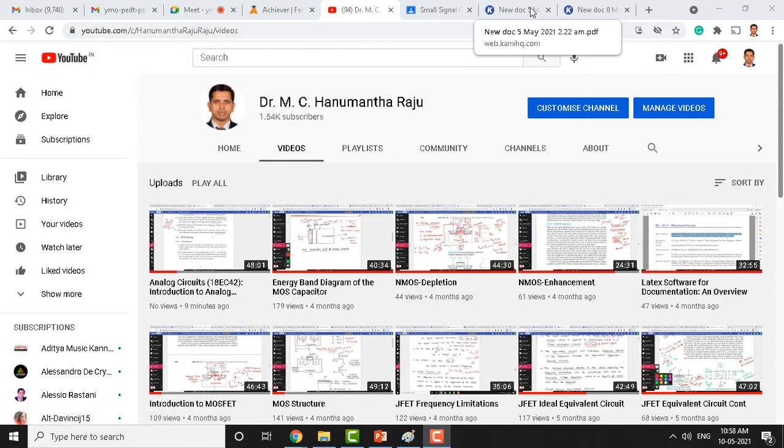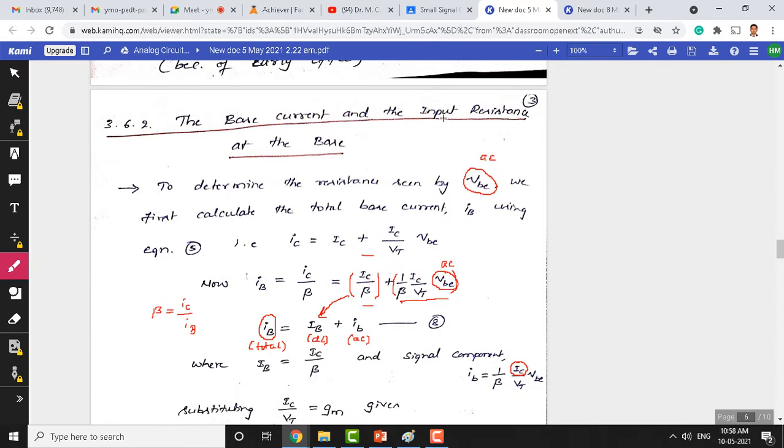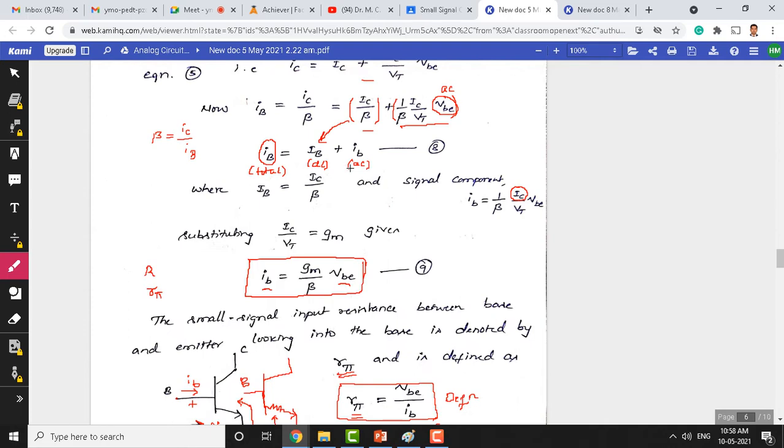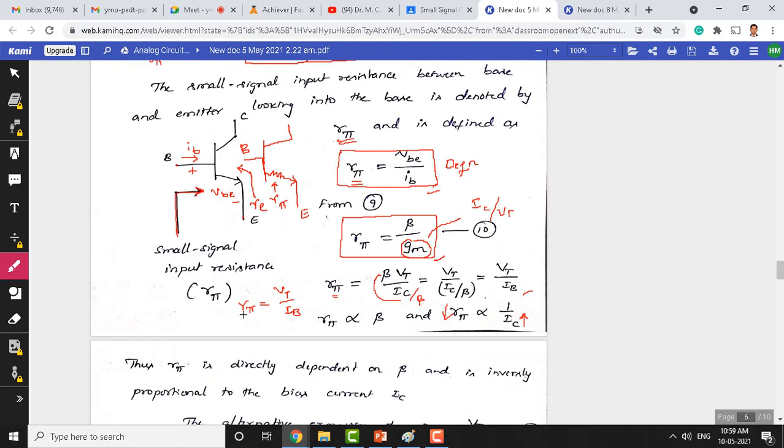Let me move on to the things that we covered in the last class. If you can recall quickly, I will go through the material we covered. We derived an expression for the base current, and later we used that base current expression to derive the expression for the input resistance at the base. Input resistance is the resistance measured between the base and emitter of a transistor by looking into the base. This resistance we have called R pi.